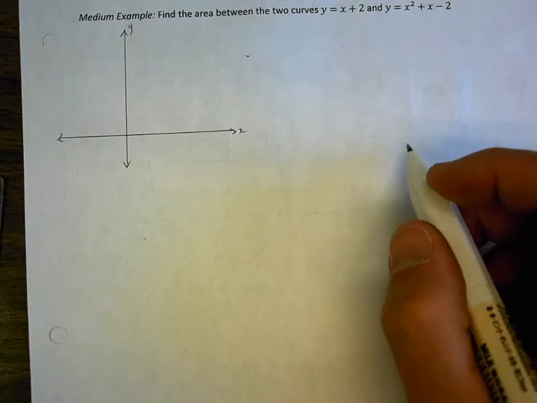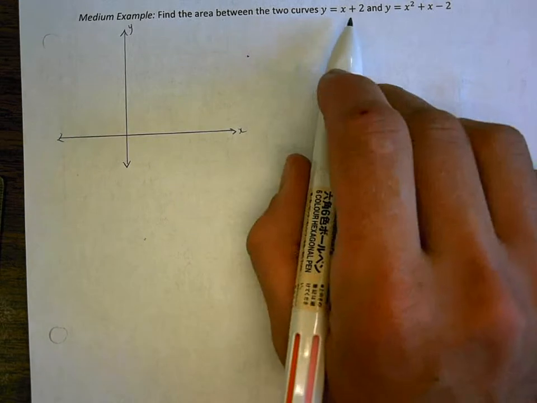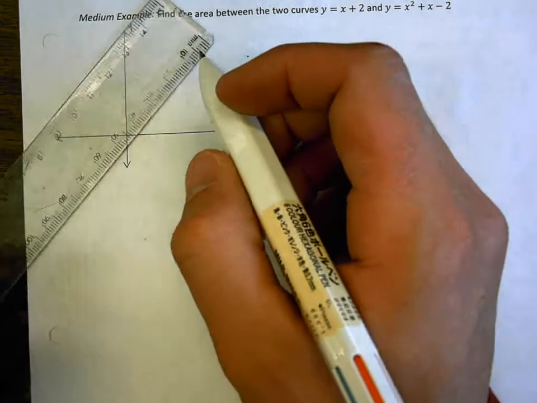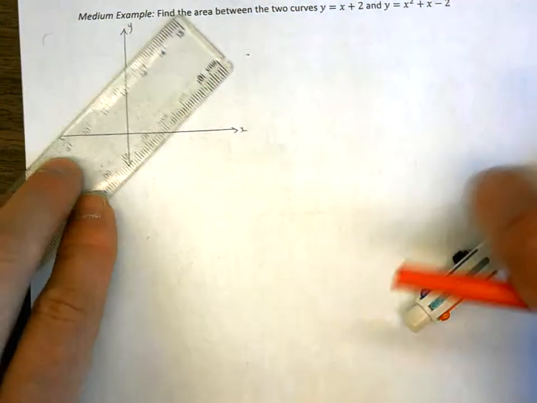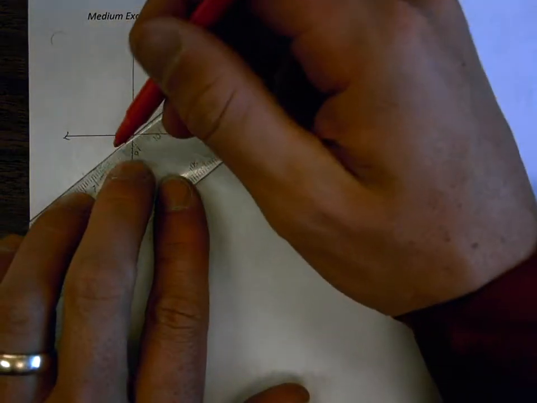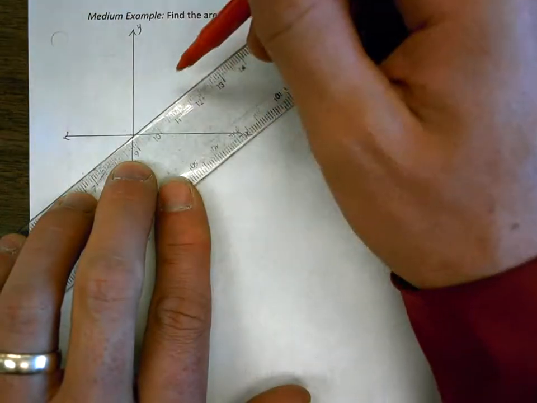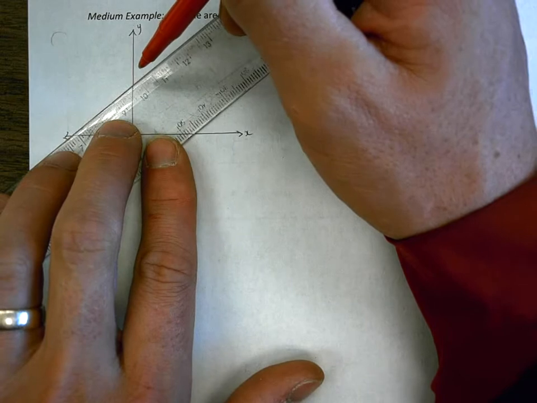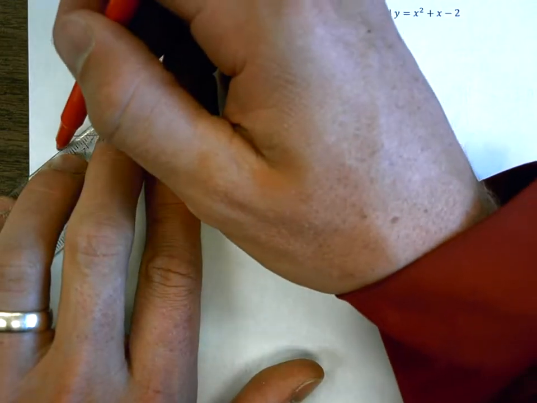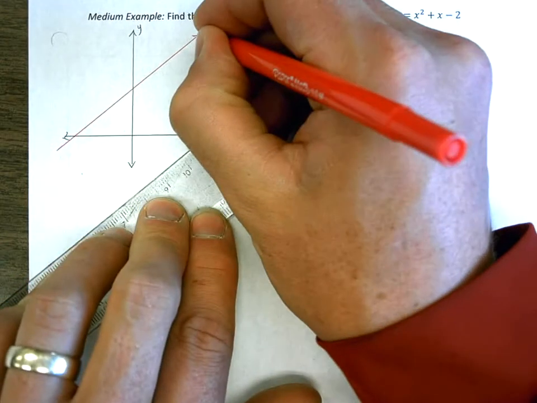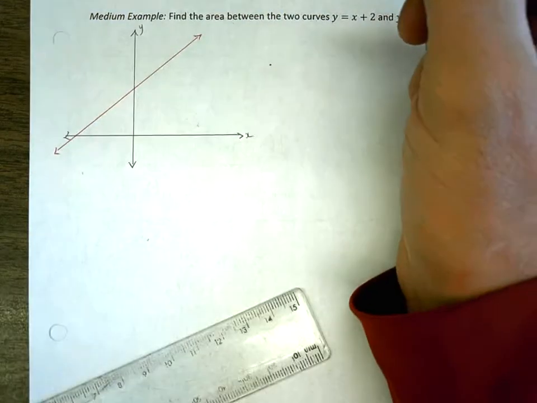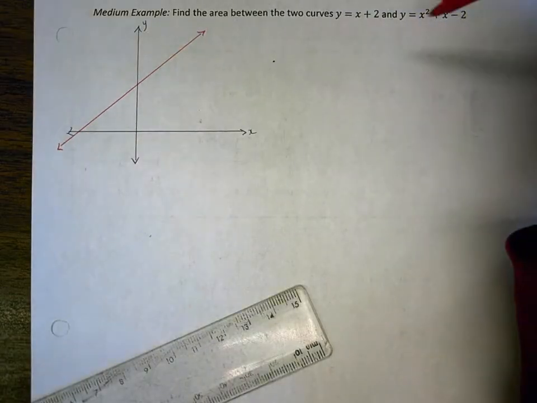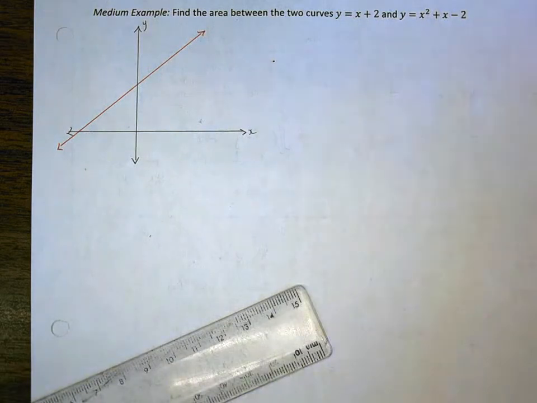Okay, I can sketch this first one, y equals x plus 2. That is a linear equation with a slope of 1, but then I move it up 2. So how about somewhere up here? Promising. Okay, my second equation is, well, it's a quadratic.